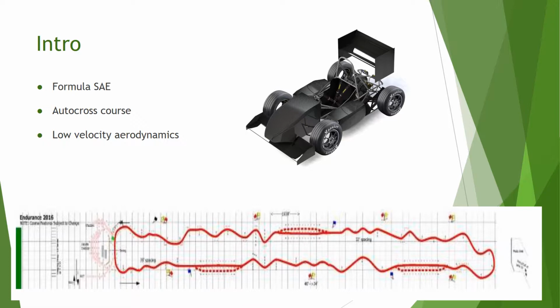Formula SAE is a student engineering design competition which involves the annual design, manufacturing, and assembly of a center-seated, open-wheeled Formula-style race car. A rendering of Washi Racing's car from 2017 is shown on the right. Race cars built by Washi Racing annually compete at a competition where the main goal is to finish a 22-kilometer autocross-style race. Shown below is a track from one of the competitions that we compete in.